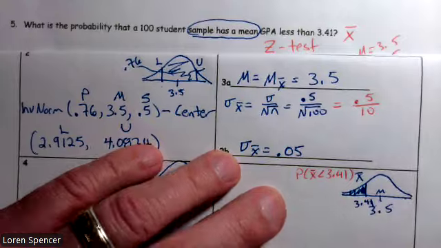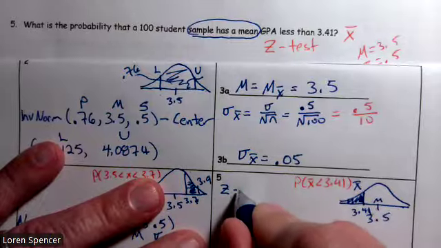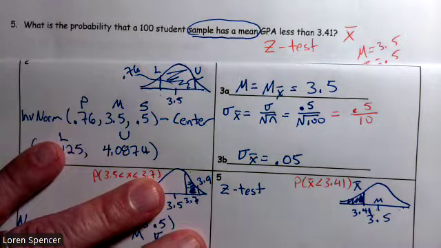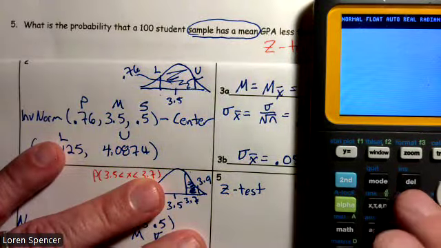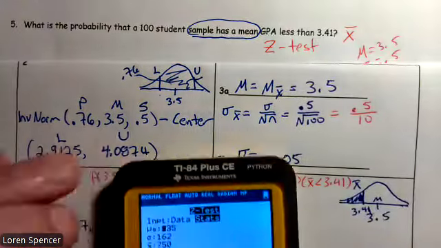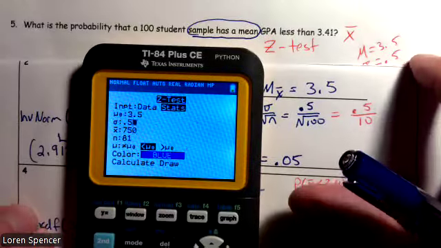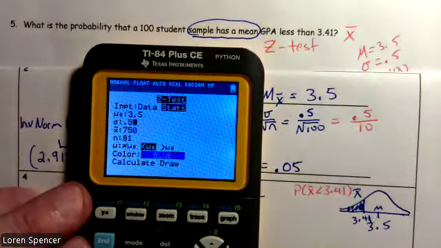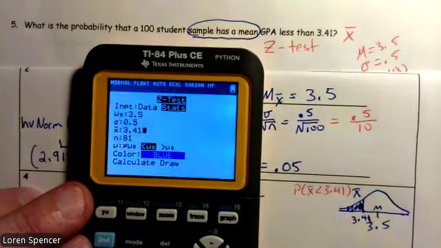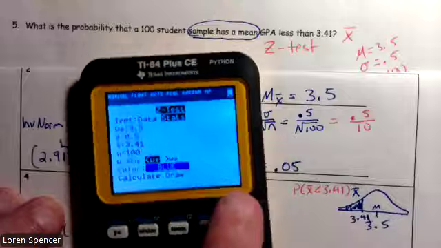If it's in red, you don't have to show it. But as we said before, this was a Z-test. So we need to write that down. Z-test. Stat, test, Z-test. Mean. Well, we said our mean was 3.5. We said our standard deviation was 0.5. We said our X bar was 3.41. We said our N was 100. And we have a less than. We need to make sure that less than is shaded because that's what it asked for.